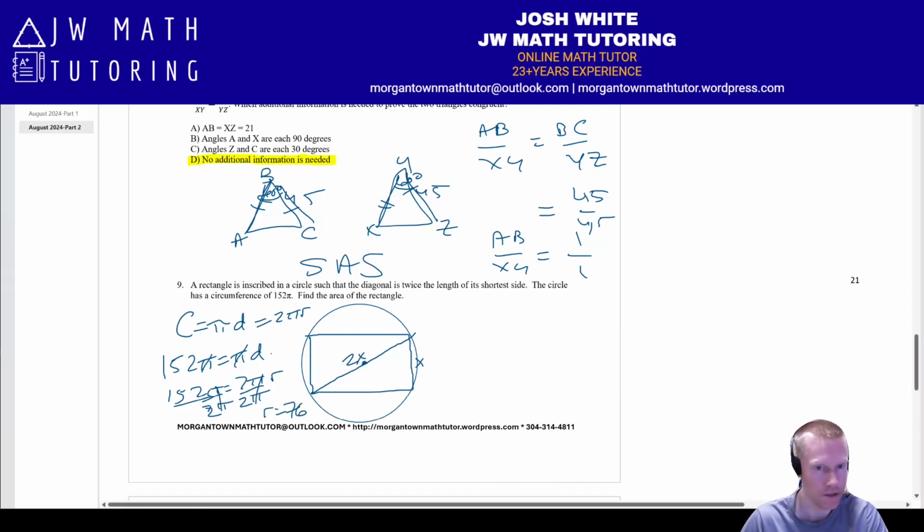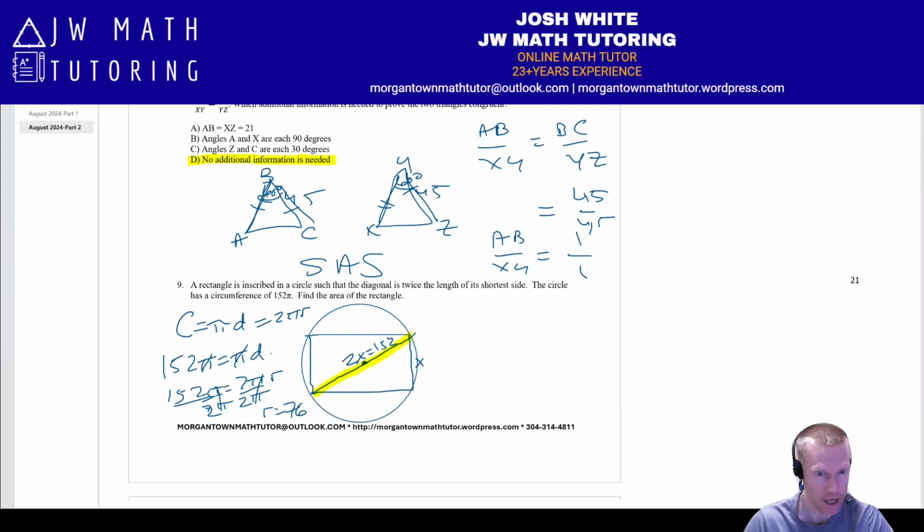Then you would have to double it to get 152, because the diagonal of the rectangle is also a diameter of the circle. All right, so this side right here is just equal to 152. Now, that also means that the short side of the triangle is going to be equal to half that, or 76, which is actually the same as the radius. So this side in your triangle is going to be 76, okay?